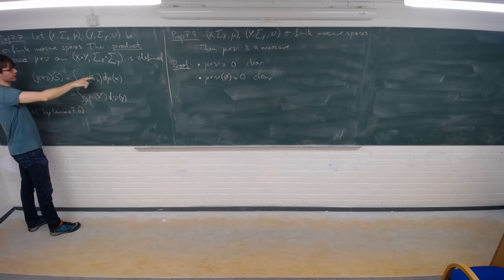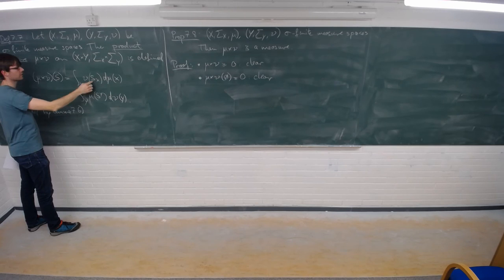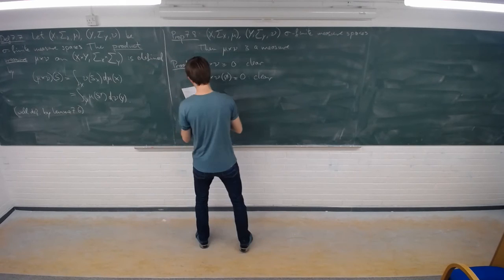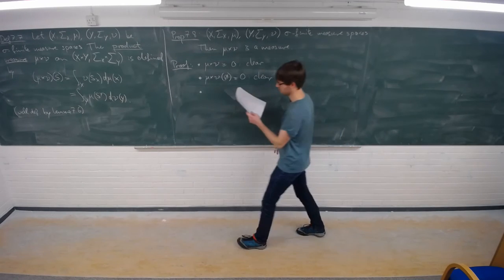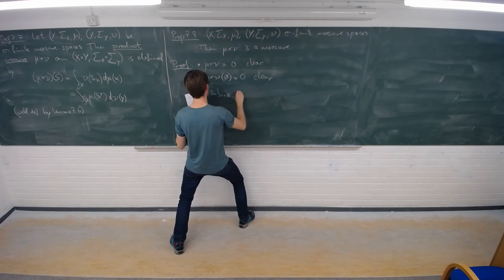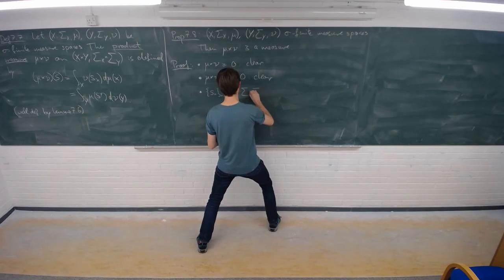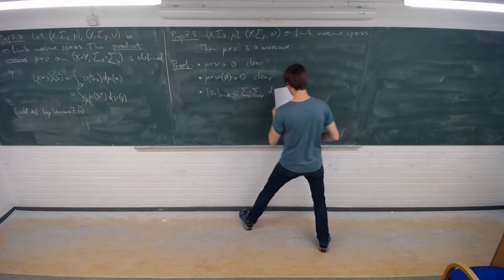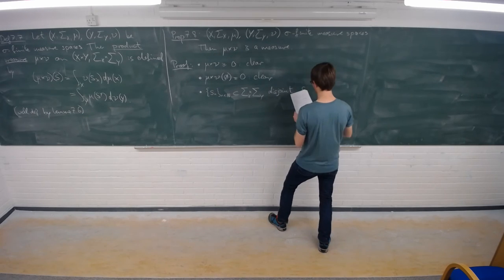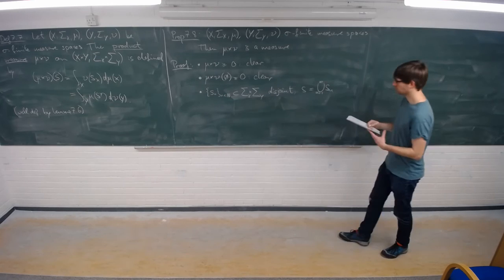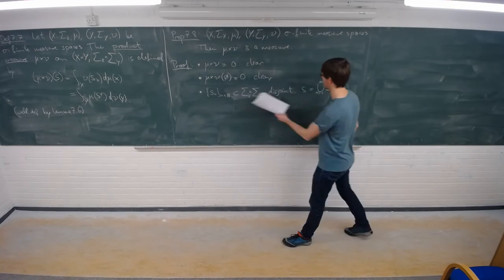Because if you plug in the empty set, then any slice at any x gives the empty set. So you just integrate 0 and you get 0. And the only non-trivial thing is countable additivity. So if we have a sequence of sets S_n in the product sigma algebra, which are disjoint, and we let S denote their union, then we have to show that μ × ν is additive.